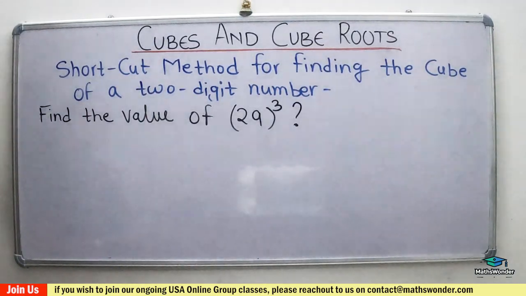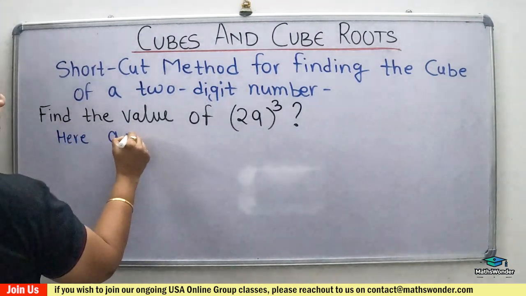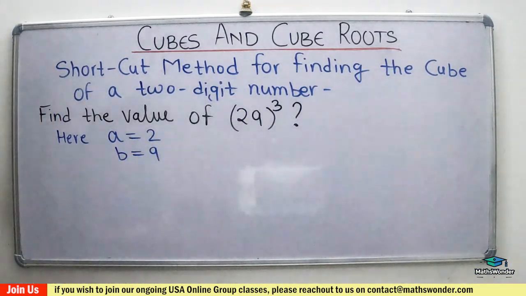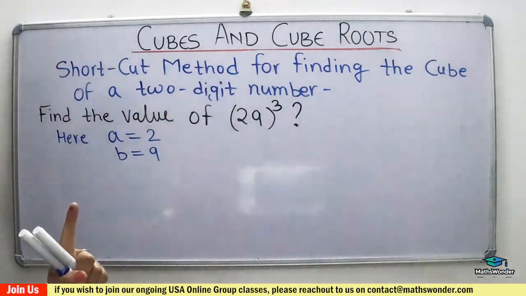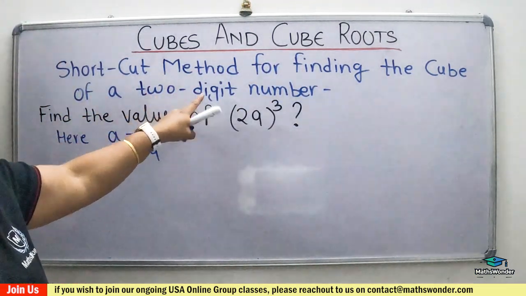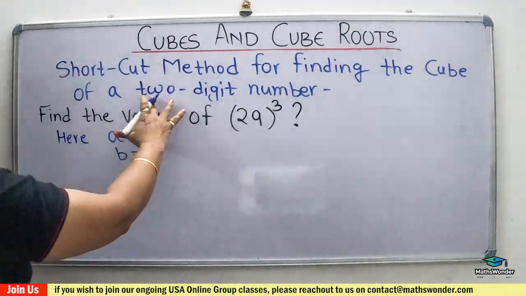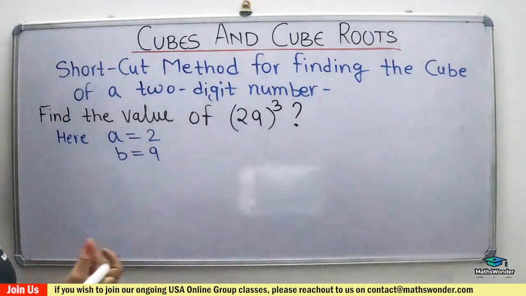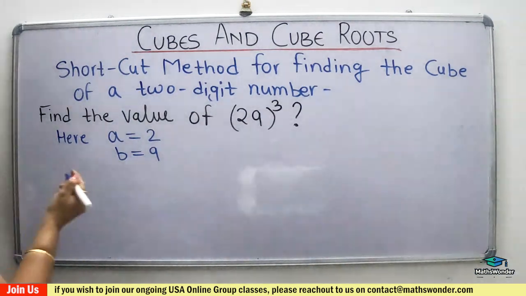So this is the example. Find the value of 29 whole cube. How will you find it here? First of all, here a is 2 and b is 9. You break the number into two parts, a and b, because we are finding cubes only for 2-digit numbers. Whenever you use this shortcut method, you have only 2-digit numbers. One digit is considered as a, the other as b. Got it?